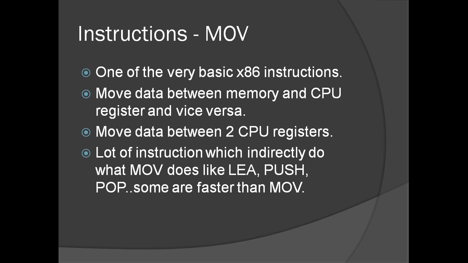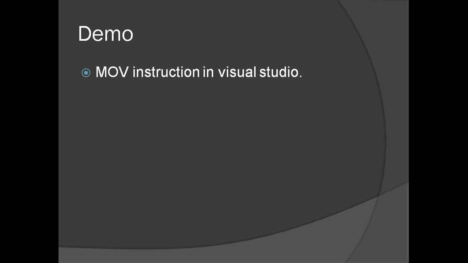MOV, or move. This is one of the very basic x86 instructions. What it does is move data between memory and a CPU register, or vice versa, or between CPU registers. There are a lot of instructions which indirectly do what move does. Maybe in certain cases they are more efficient as well, for example LEA, push, pop, etc. Now let's go to Visual Studio and see the assembly equivalent of a program which adds two numbers.